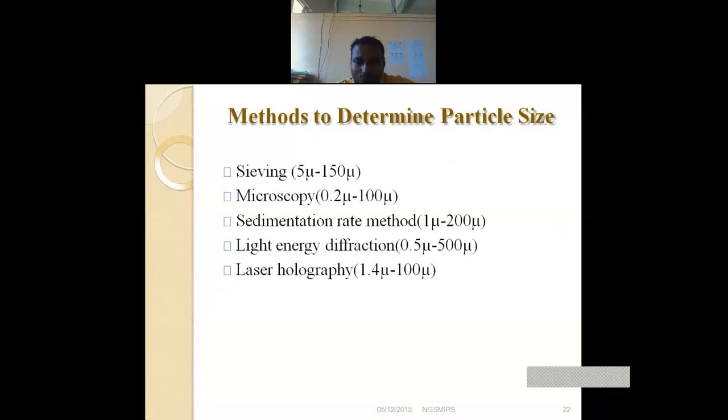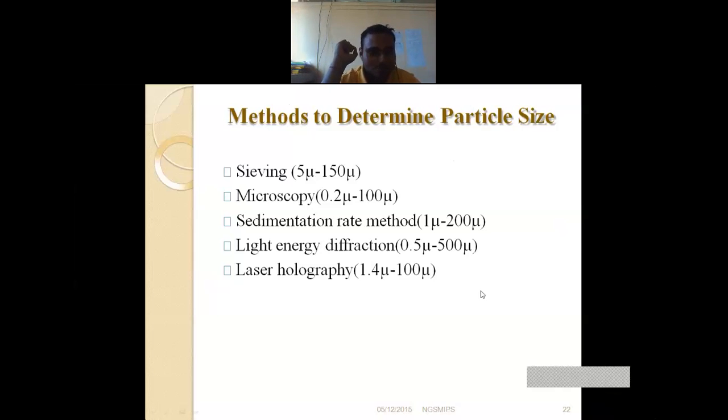Sieving is required for two cases. What are the two cases? First one is uniform distribution, uniform particle size, and the second one is what? Do you have any idea? Particle size determination. Porosity of the sieve. Yes, Ambrose. Porosity of the sieve, I think. Porosity.